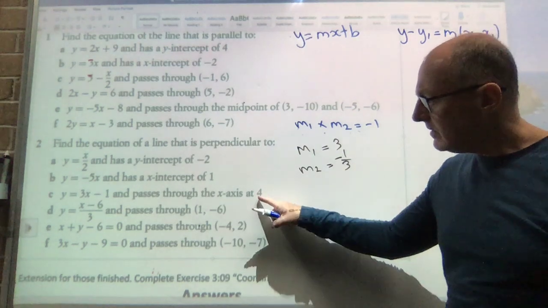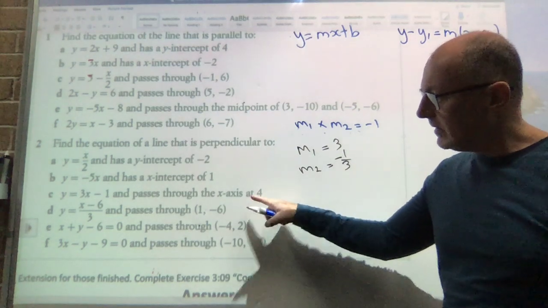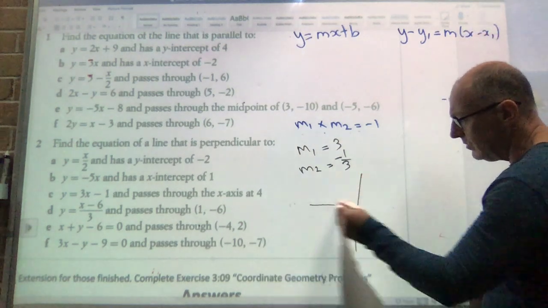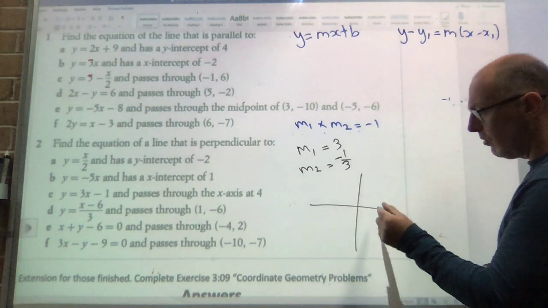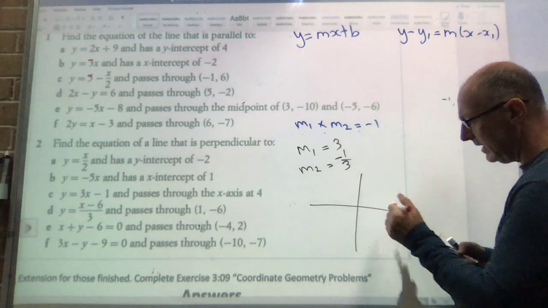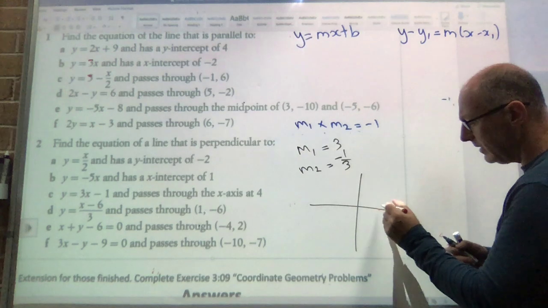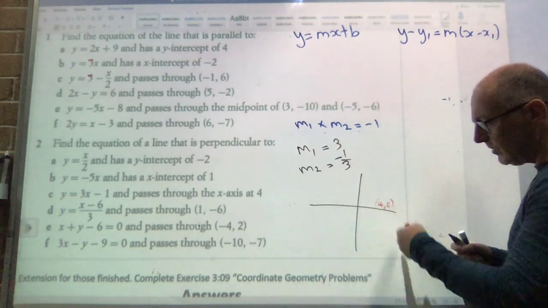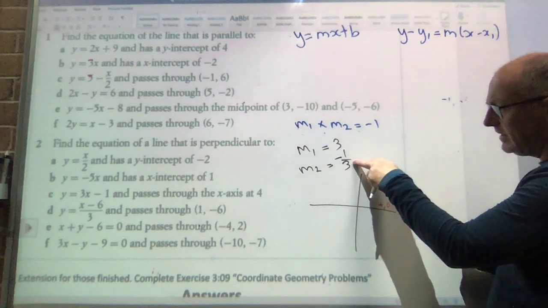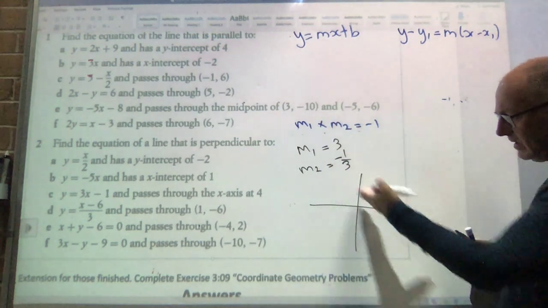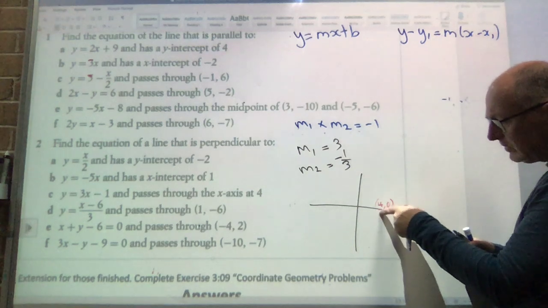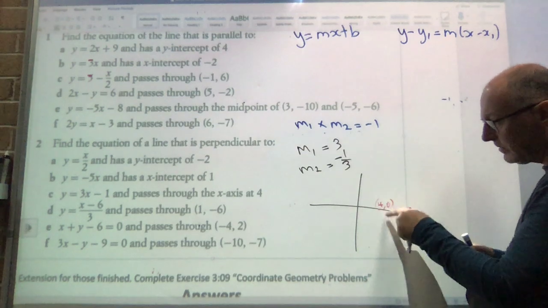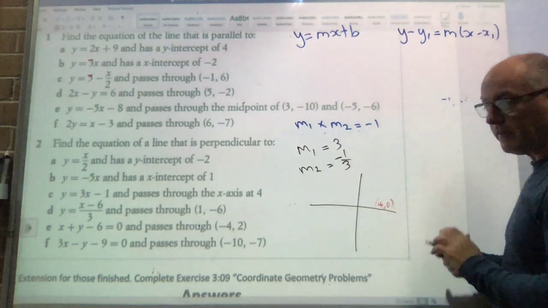And they don't seem to give us a coordinate, but they tell us the line passes through the x-axis at 4. So let's say 4 is here. That is a coordinate. That coordinate is 4, 0. We know it's going -1/3, so it's coming this way, but it goes through the x-axis at 4, so that's a coordinate of 4, 0. So that's our coordinate, 4, 0, and the gradient is -1/3.